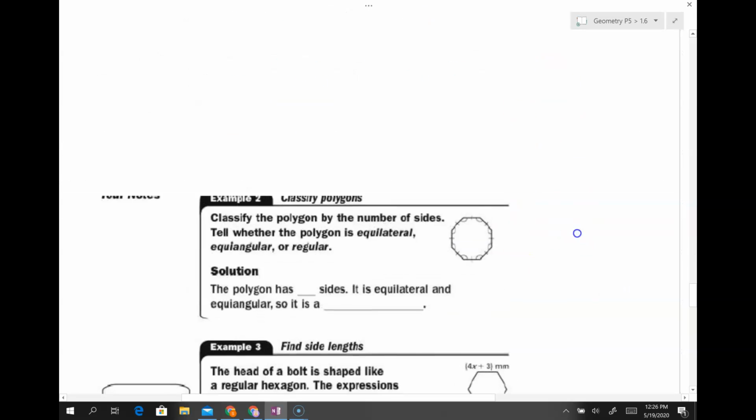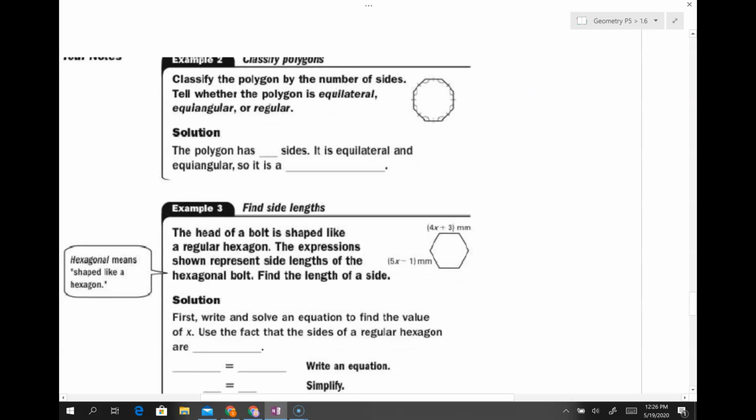All right, a couple other things here. Classify this polygon by the number of sides and tell whether the polygon is equilateral, equiangular, or regular. The polygon has 8 sides. 1, 2, 3, 4, 5, 6, 7, 8. Yeah. So we would call that an octagon. It is equilateral and equiangular. You can see all the angles are the same, all the sides are the same, so it is a regular polygon, regular octagon. Okay? All right.